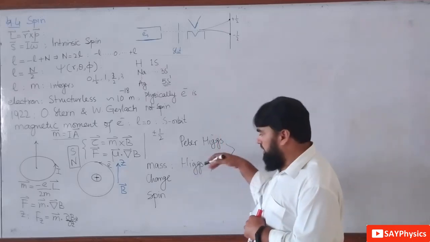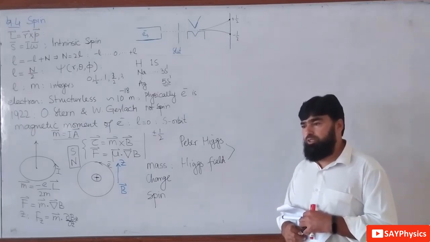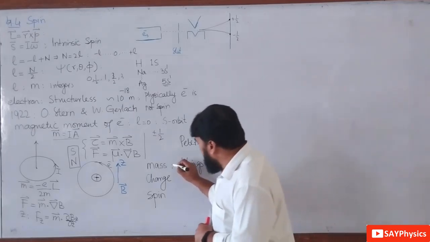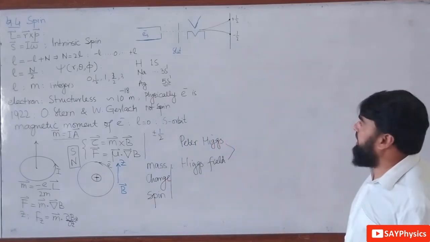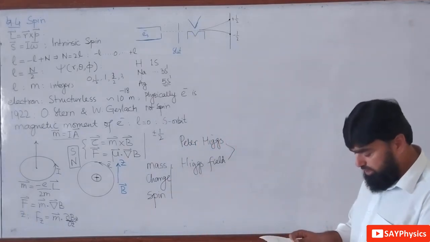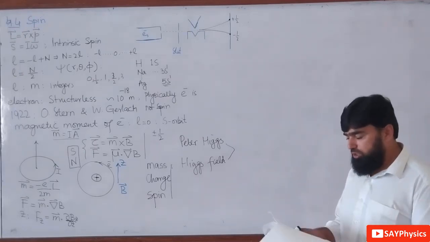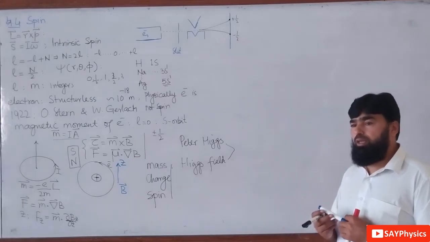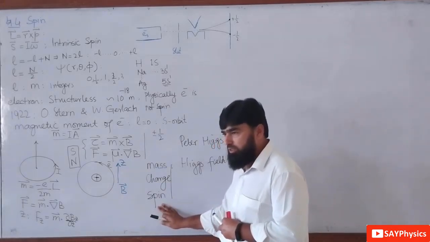And all other elementary particles have their spins. So spin we will also put in the intrinsic list, that it is an intrinsic property of the material. Clear? You got the idea of spin, that it is an intrinsic property.